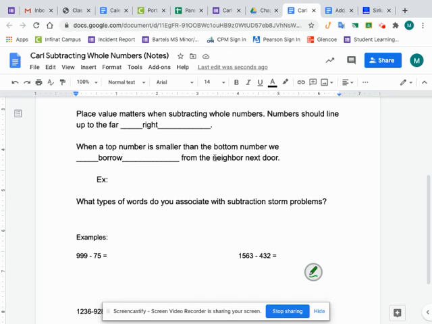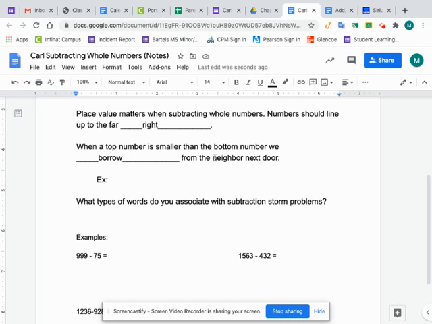So if I had an example of 92 subtract 5, I have to come up and borrow from the 9, make that an 8, 12, so then 12 subtract 5 is 7, and then I would bring down my 8. So 87 would end up being my answer to that problem when I borrowed.